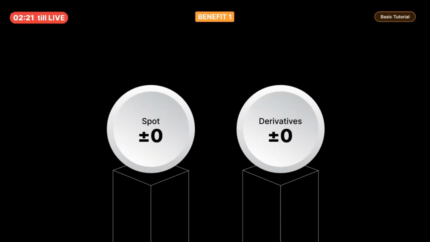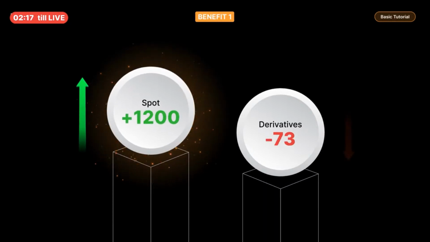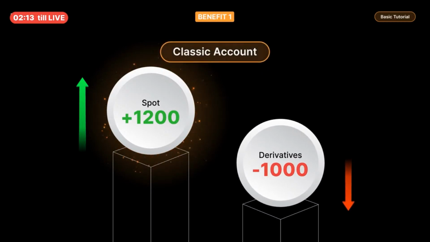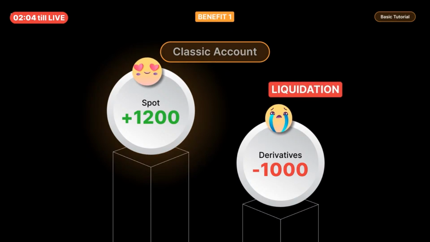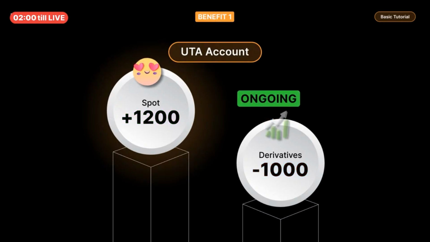For example, you may earn $1,200 on trade spots, but lose $1,000 on derivatives. In a classic account, spot and derivatives are managed separately. This means that if your margin for derivatives falls short, you risk liquidation. However, with a UTA account, profits and losses from spot and derivatives can offset each other, reducing liquidation risks.